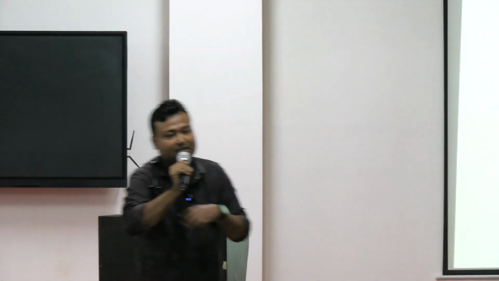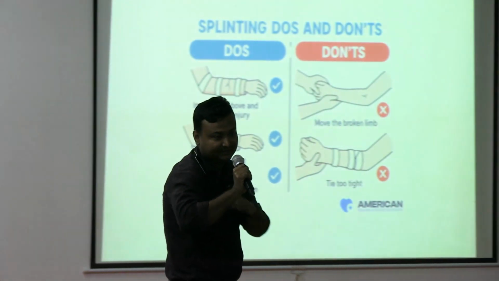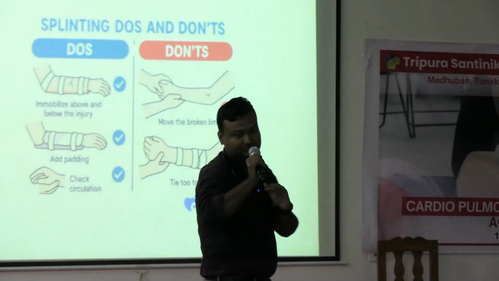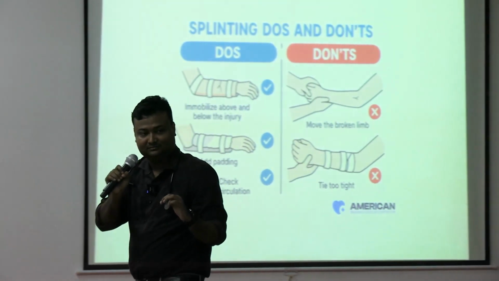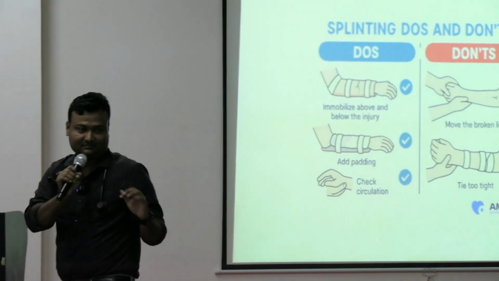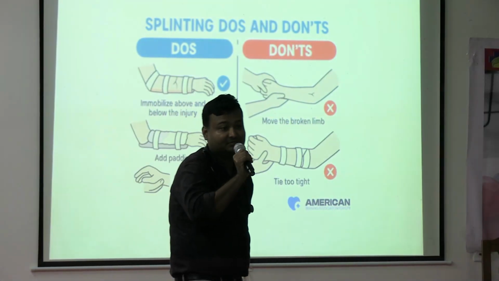If you tie too tightly, it will act as a tourniquet. It will reduce circulation. It will cause hypoxia. It may even damage the tissue, causing necrosis. What is hypoxia? Types of hypoxia.